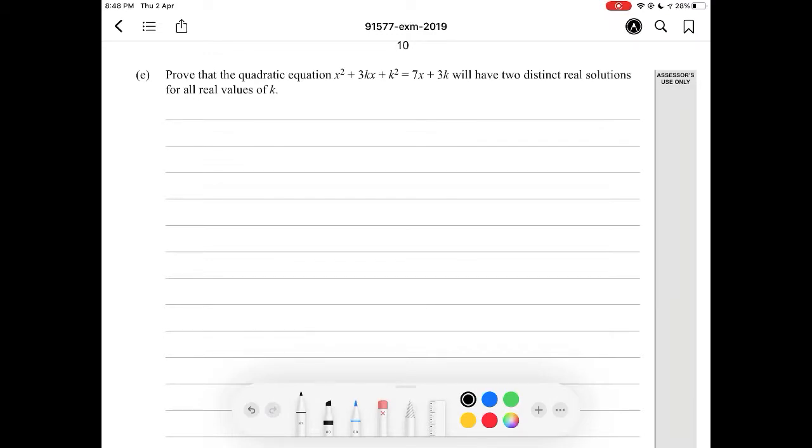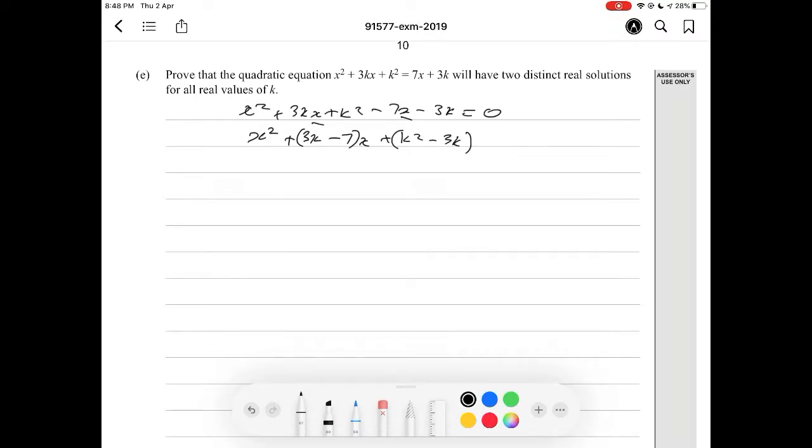So in this case, this is a quadratic, we want to make everything equal to 0. So first things first, we have x squared plus 3kx plus k squared minus 7x minus 3k equals 0. Now we're going to do a little bit of factorizing so we can make our a, b, and c values a lot more clear to us. So we can say x squared plus (3k minus 7) of x, because this x and this x are the same, therefore we can group the 3k and the negative 7. And we say plus k squared minus 3k.